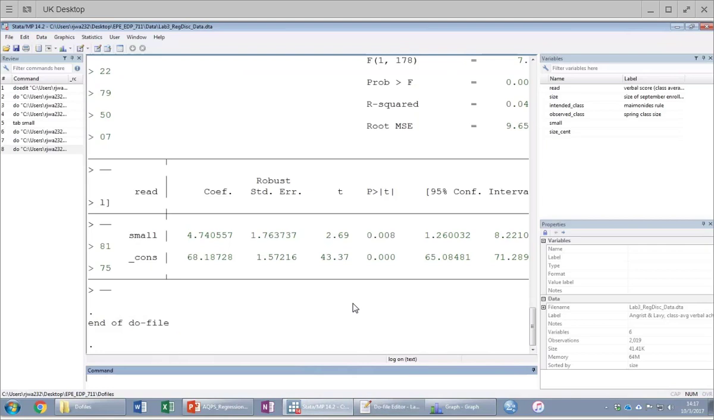And there's about a 4.7 point difference between the smallest classes and the largest classes. You see that treatment effect is statistically significant at the 1% level. So all I've done is the descriptive part of the work, looking at what is the average test score difference between smaller classes and the larger classes.